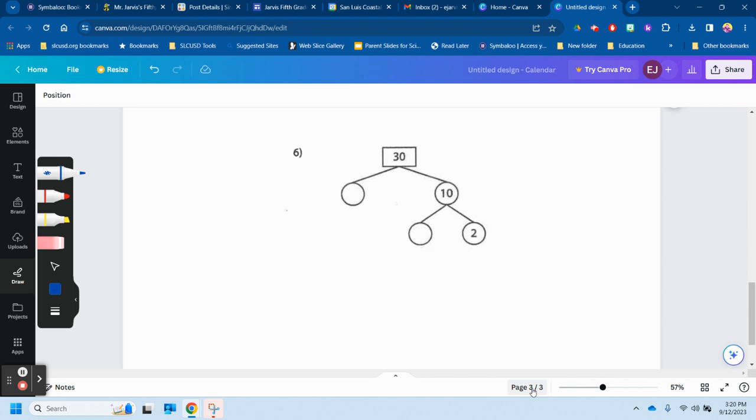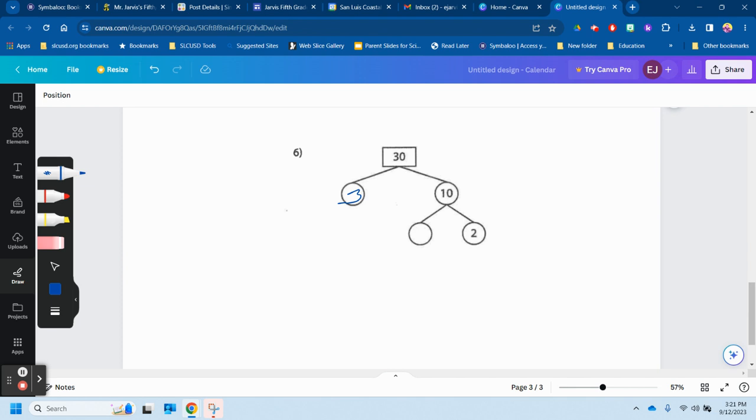To break this down, they did the 10. What times 10 is 30? 3 times 10 is 30. Let me do that again. 3 times 10, this is kind of what we're looking for, makes 30. But I can break this down. This is what we call a composite number.